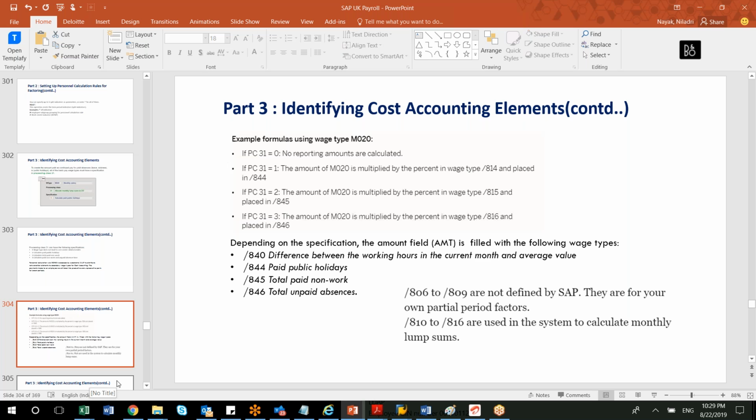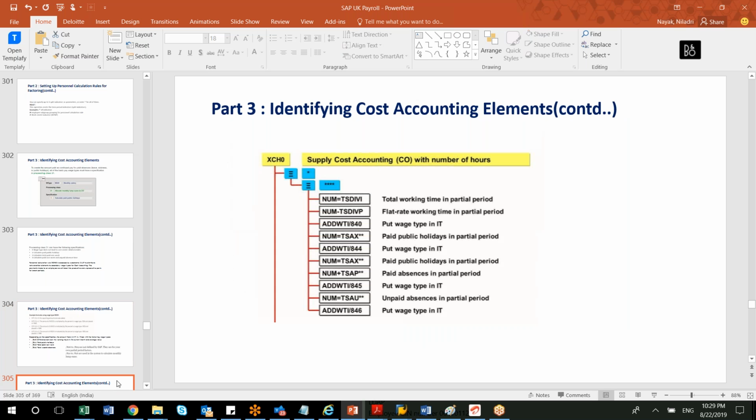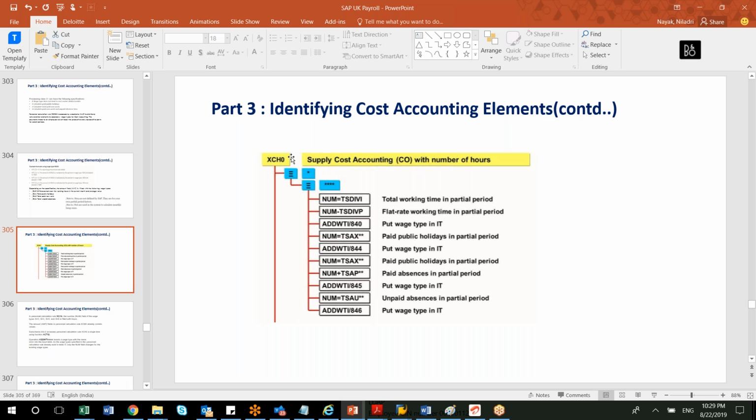Other than that, how cost accounting happens inside the schema is explained in this particular schema. If I say XCH equal to 0, this is the standard one, where I have not done any changes. There are some specific tables you should not worry about, like T512W and T512WP. I'll be giving you the entire list of tables. You just have to remember how these calculations are happening inside the system.